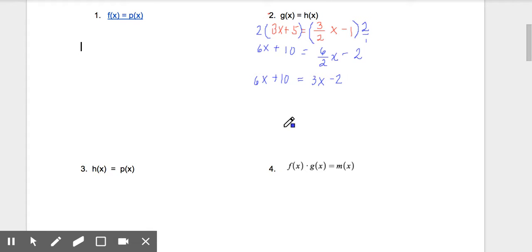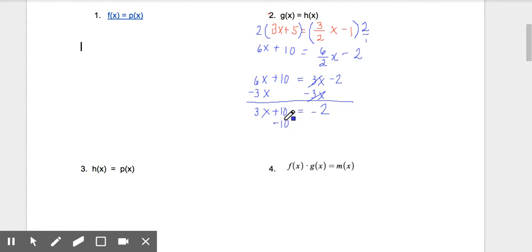Now I will isolate the x from the constants. So I'm going to take away 3x from the right side and do the same thing to the left side. So we will end up with 6x minus 3x is 3x plus 10 equals, this will give a 0 and then negative 2.